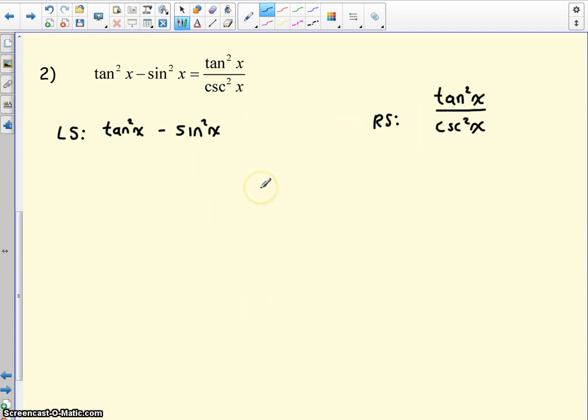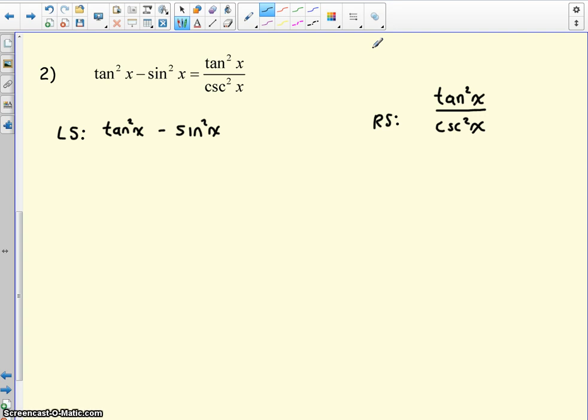A good rule of thumb when you're starting with any trig identity is to put everything in terms of sine x and cosine x. So that means if you see a cosecant or a secant, turn it to 1 over sine x or 1 over cos x. If you see a tan or a cotan, turn it to sine over cos or cos over sine.